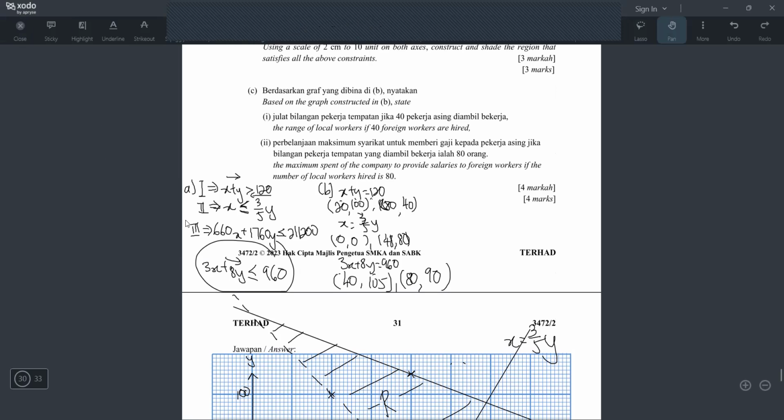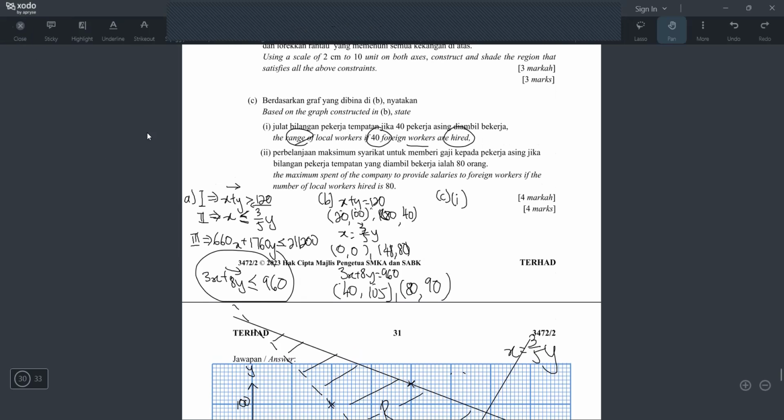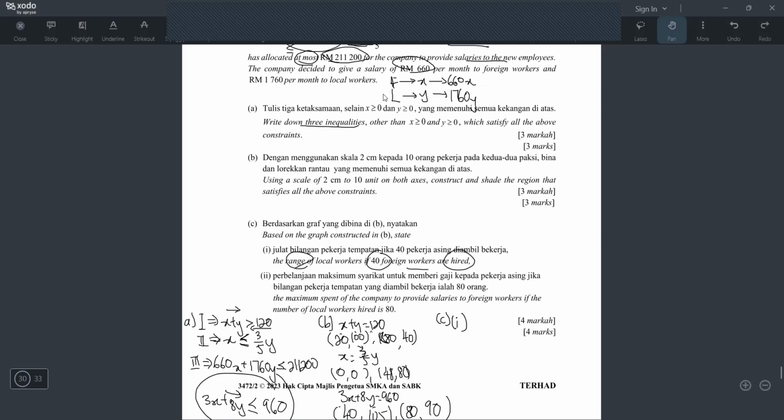All right, now we can do part C. C1, they say find the range of local workers if 40 foreign are hired. If they want to find the range of local, it means they want to find the local minimum and local maximum. But I forgot already which one is X, Y. So we can refer here. Foreign is X, local is Y. So if 40 foreign, then 40 is X.